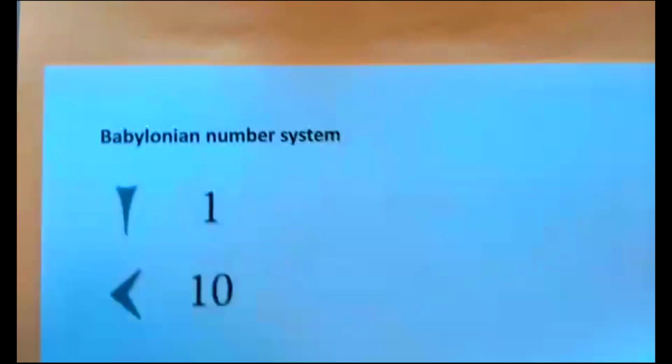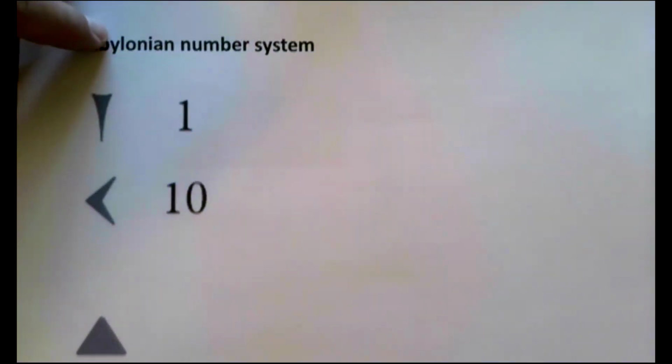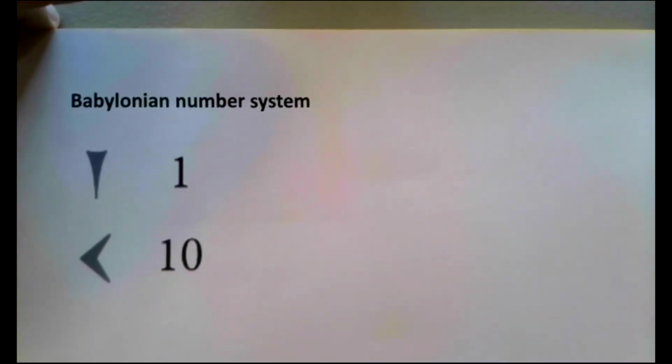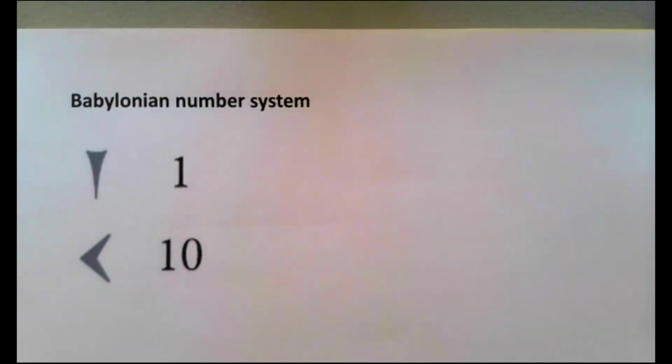Okay, let's get into our Babylonian number system example. Just as a reminder, we have three symbols that make up all of the Babylonian numbers. We have a symbol for 1, a symbol for 10, and then we have another symbol for 0. Those are the three symbols that we're going to use in all of our answers when we're doing Babylonian numbers.